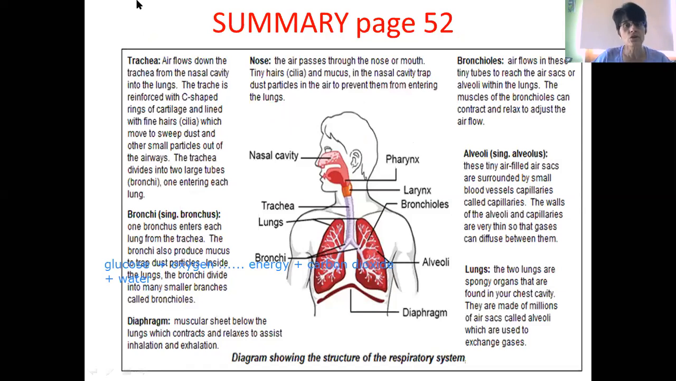Okay, and on page 2, you can see there's a nice summary. It tells you all about the nose. So inside your nose, not the hairs at the beginning here, but in those nasal cavities, those air passages, the tissue lining those has lots of tiny little hairs called cilia, and they help to move the dust and everything out.